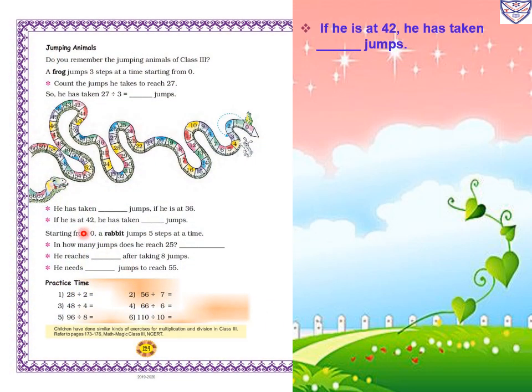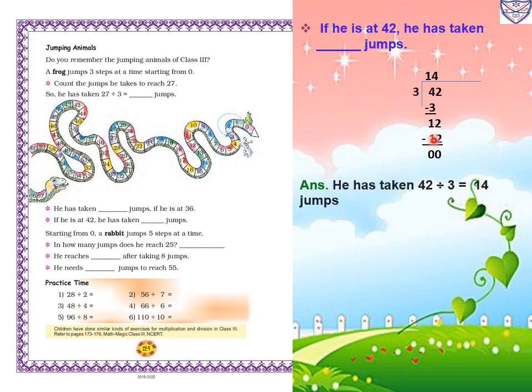Now next question, if the frog is at 42, he has taken dash jumps. So how many jumps has the frog done? Again, we will divide 42 divided by 3. In 42, first we will take 4. In the 3 table, 4 will not come, so we will take a smaller number, 3 ones are 3. So 4 minus 3 we will get 1, and 2 will be carried down. So it will become 12. So 3 fours are 12. So how many jumps has the frog done? He has taken 14 jumps.